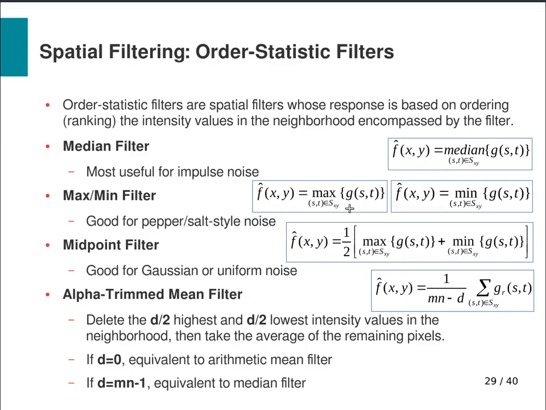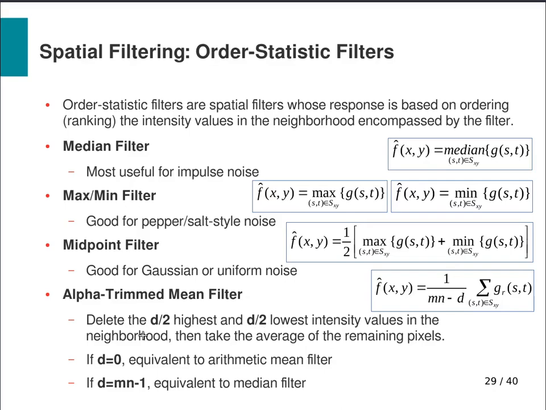Then you can have the midpoint filter, which is usually good for removing Gaussian or uniform noise, in which you calculate the average between the max intensity value and min intensity value inside the neighborhood. And finally, we have the alpha-trimmed mean filter, in which you delete a portion of the intensity values inside the region before you calculate the average.